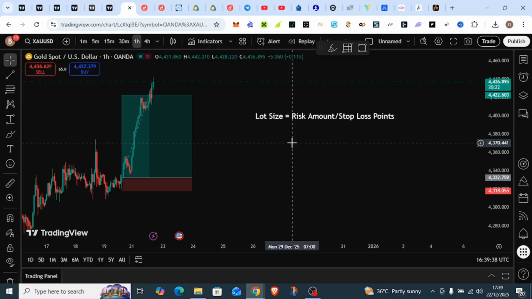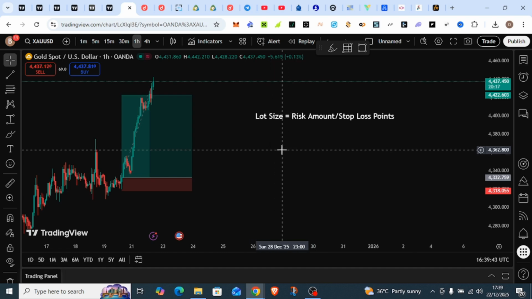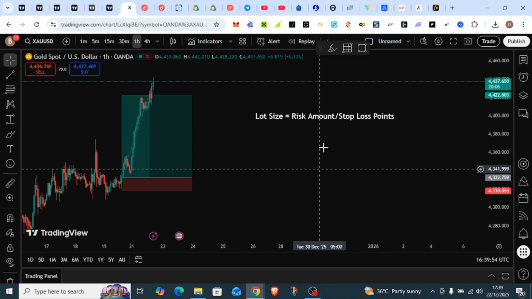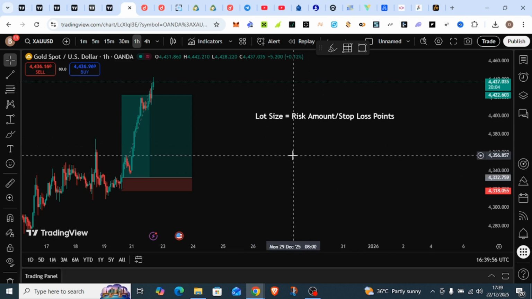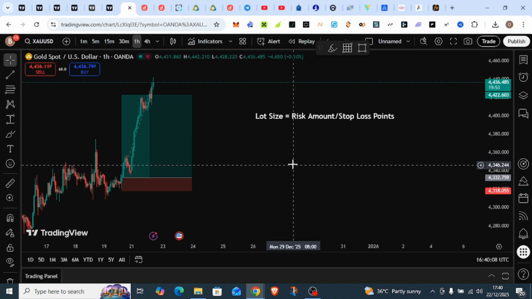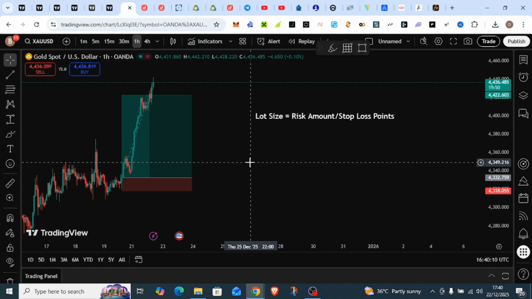Welcome traders. We are going to learn how to calculate gold lot size, and I will show you the two methods you can use to calculate XAUUSD lot size. The first method is going to be the manual method, and the second method will be the use of a lot size calculator, which is the easiest method.